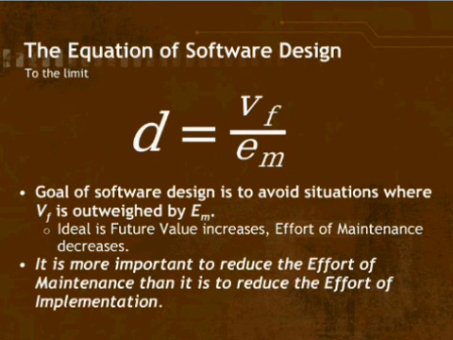The most important thing to learn out of this is that you want to avoid situations where the future value is outweighed by the effort of maintenance. As long as the future value is increasing at a rate faster than the effort of maintenance, you're good. You could write a system in which the effort of maintenance continuously increases, as long as the future value continuously increases and is higher always than the effort of maintenance.